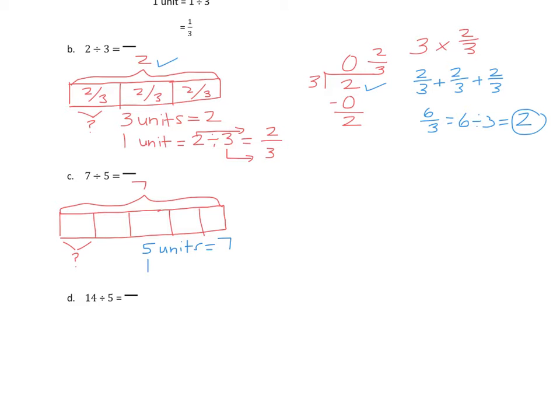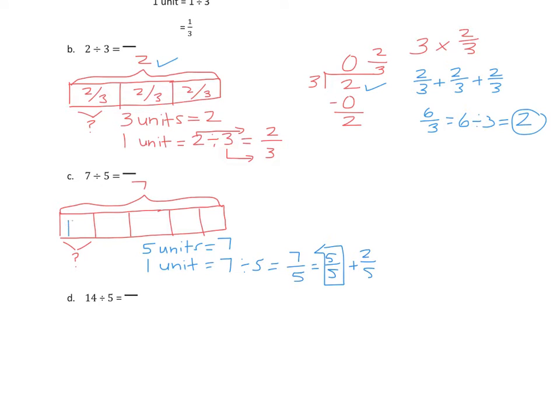Well, now we want to figure out what 1 unit is, what 1 box. That means we're going to take this number 7 and it's going to be divided into 5 boxes. So our division sentence is going to be 7 divided by 5. Remember, 7 divided by 5 also means a fraction, and that is 7 over 5. And that actually is going to be greater than 1 whole, because you can actually pull out 5 fifths, that's 1 whole. What's left over, you're going to have 2 fifths.